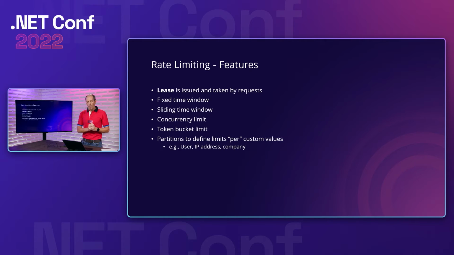Finally, a feature of rate limiting is partitioning. That lets you define all of these limits per custom value. This custom value could be a user, an IP address, a company, a subscription ID, whatever you want. It's up to you to define whatever value you want. So this will allow you to define those limits in a fair way for all your users. So you can define what is the partition you want to assign to all your limits.